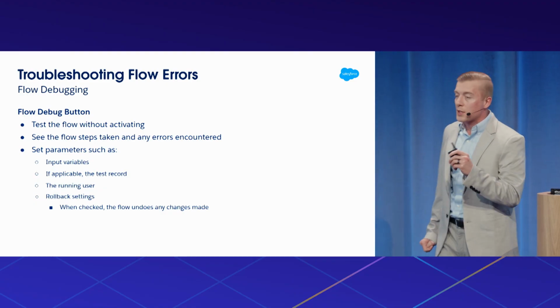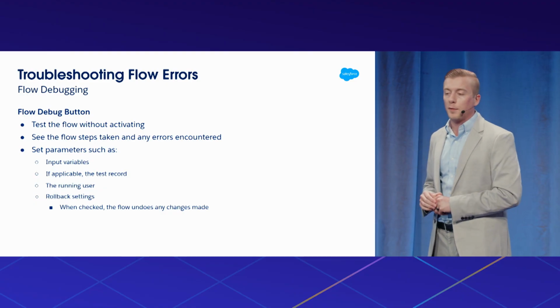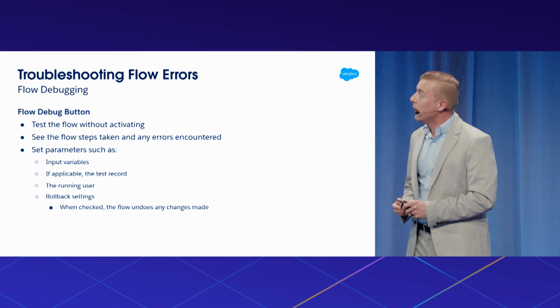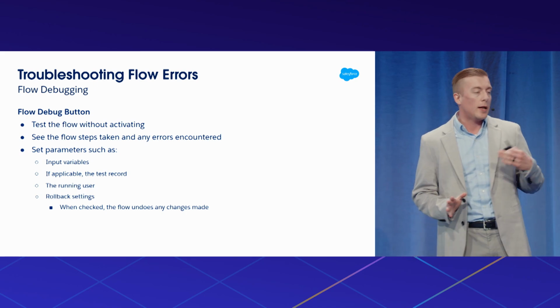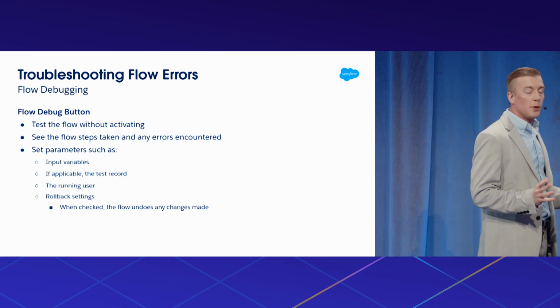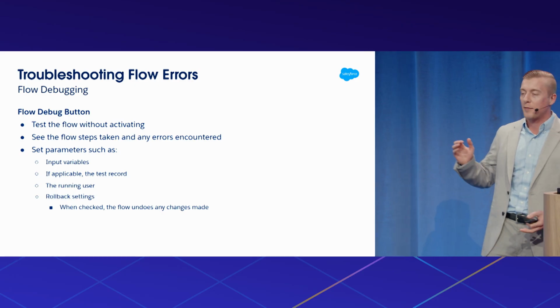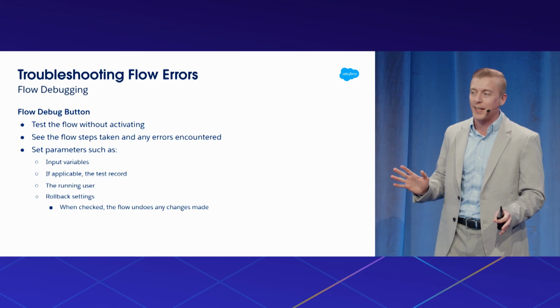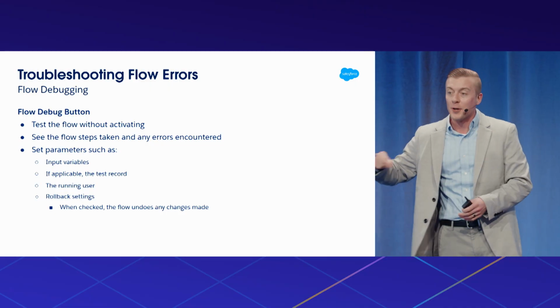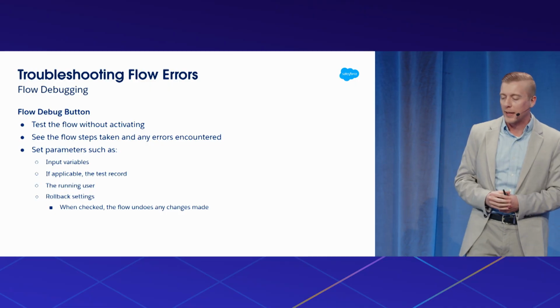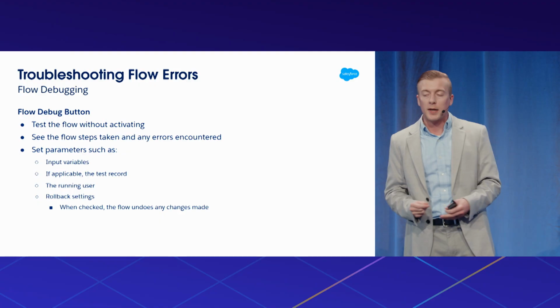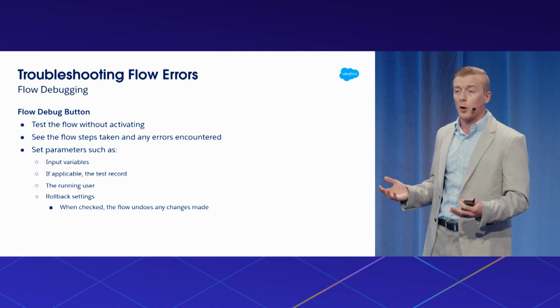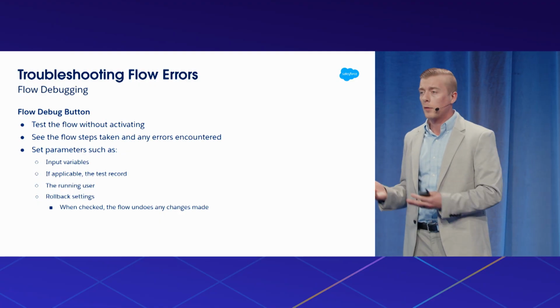So your best tool when trying to troubleshoot a flow is the flow debug button. This thing is awesome. It allows you to test your flow without activating it. A few years ago, you used to not be able to do this. You'd have to activate your flow, go find a test record, play around with it, hope the flow worked as intended. If it didn't, go back, make a new version of the flow, repeat until you finally get it fixed. But now, we can just hit this button, enter a couple of inputs, and see if our flow runs as intended. And if it doesn't, fix it.